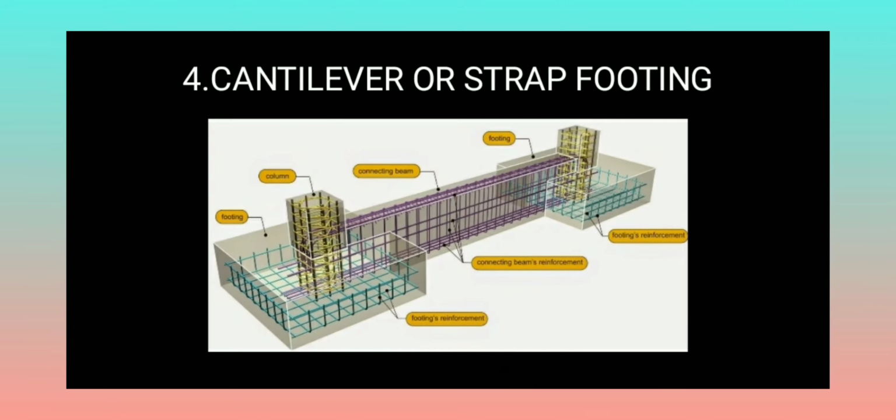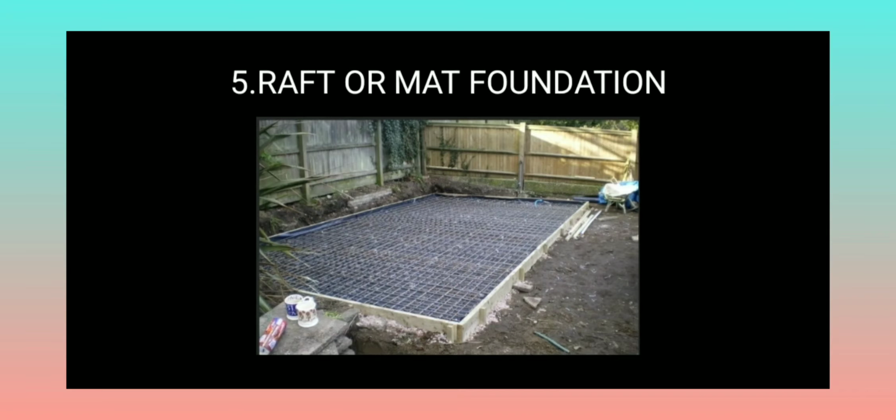The fourth one is cantilever or strap footing. Similar to combined footing, but the foundation under each column is built individually and connected by strap beams. The fifth one is raft or mat foundation. Where shallow or pile foundation is not suitable, it is used where the bearing capacity of the soil is inadequate and where load is distributed over a large area subjected to continuous shocks or jerks.